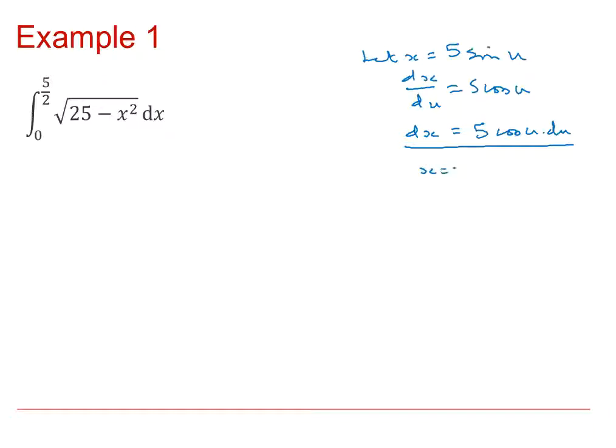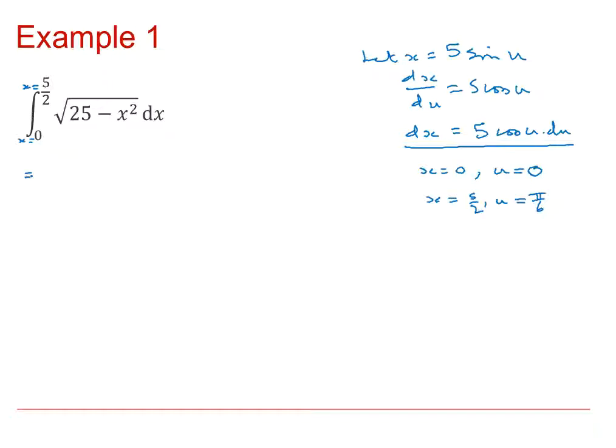So we need to ask ourselves, when x is 0, what would u be? When x is 5 over 2, what would u be? So when x is 0, we'd need sine of nothing to get to the 0, u would be 0. And if x is 5 over 2, then sine u is a half and u is pi by 6. If you want to call the original limits x equals, as a little reminder, that's a good idea as well.